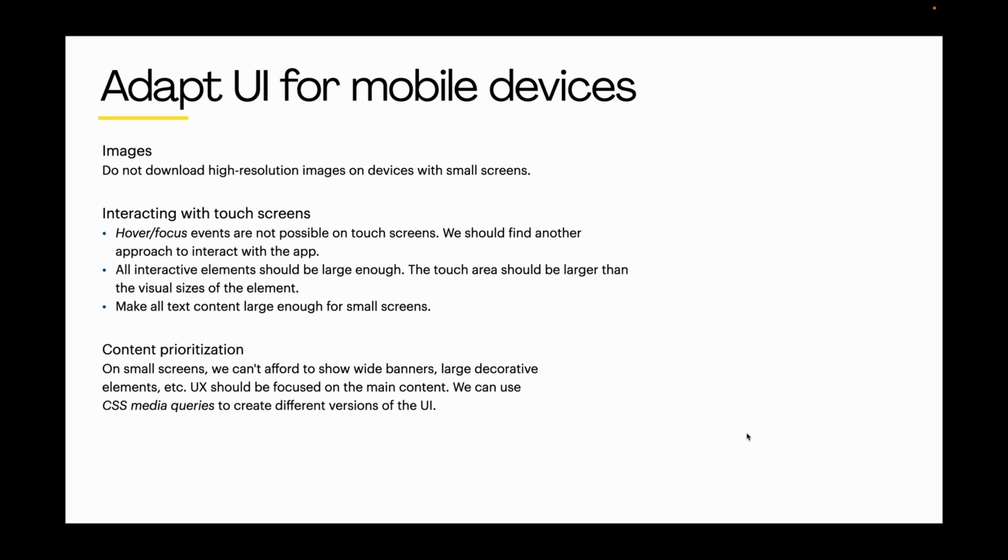On small screens, we can't afford to display wide banners, large decorative elements, etc. The user experience should be centered on the main content. We can use CSS media queries to create different versions of the user interface. And finally, we should avoid aggressive preloading as mobile devices typically have slower internet connections and limited data traffic.